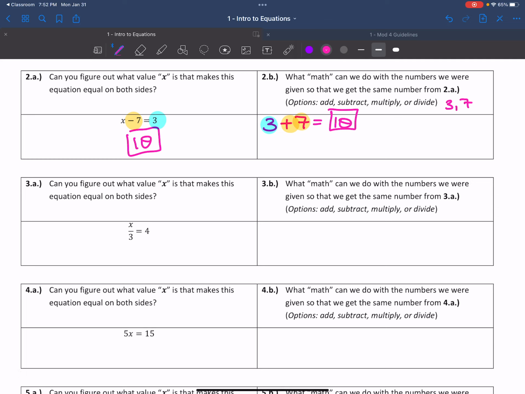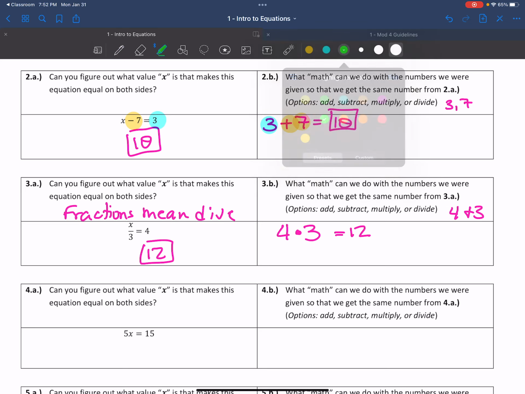Next one, we have x over 3 equals 4. And what I want you to remember here is fractions mean division, right? So what number divided by 3 equals 4? Hopefully, we could all say 12. But now we need to figure out what math we can do with 4 and 3 so that we also get 12. Well, we can do 4 times 3. I want you to notice here, we started with that 4, and then in part A we were dividing by 3, but in part B, we multiplied by 3, so we did the opposite again.